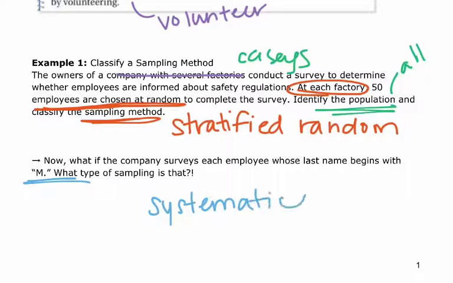Now let's think about, are these good samples? If we look at each factory and stratify, that kind of distributes the fairness of it, right? If I'm pulling people from every Casey's in Iowa, we're looking at every Casey's.